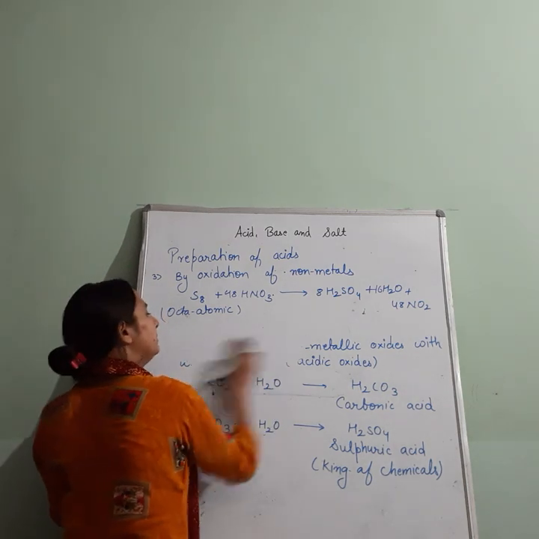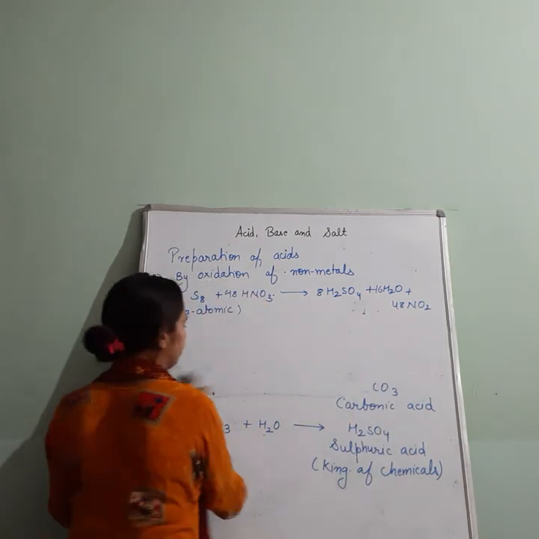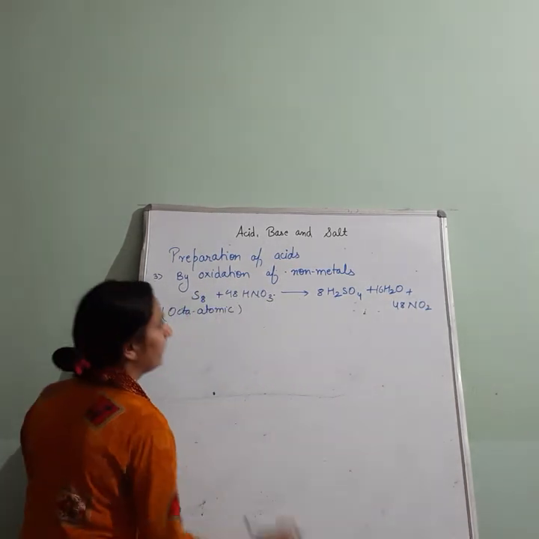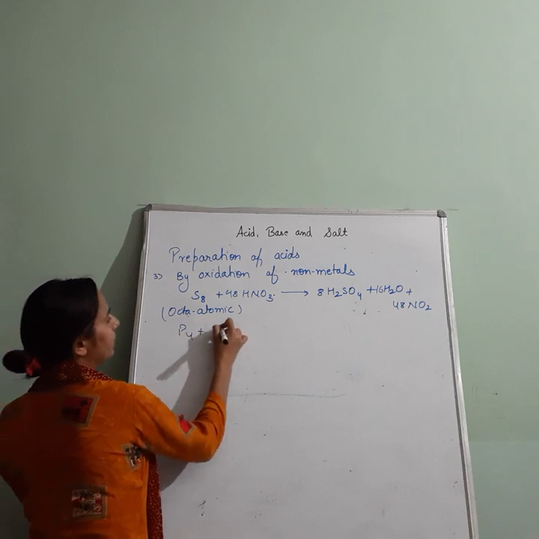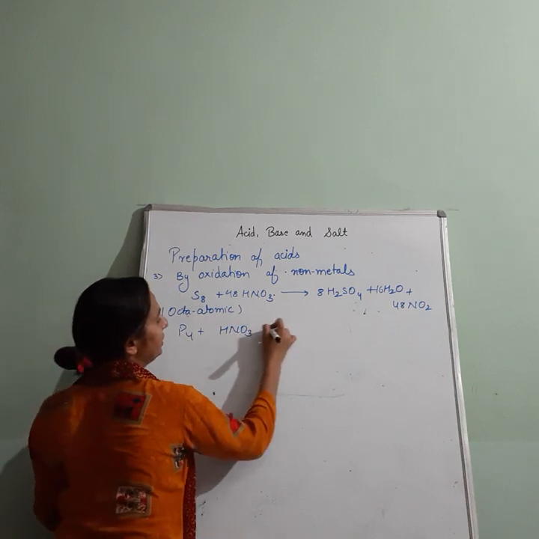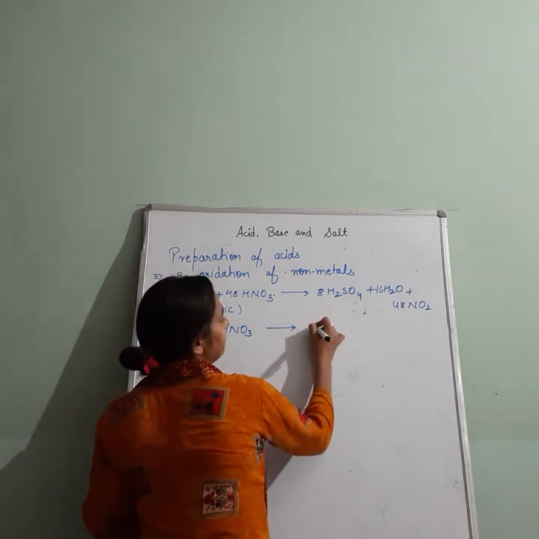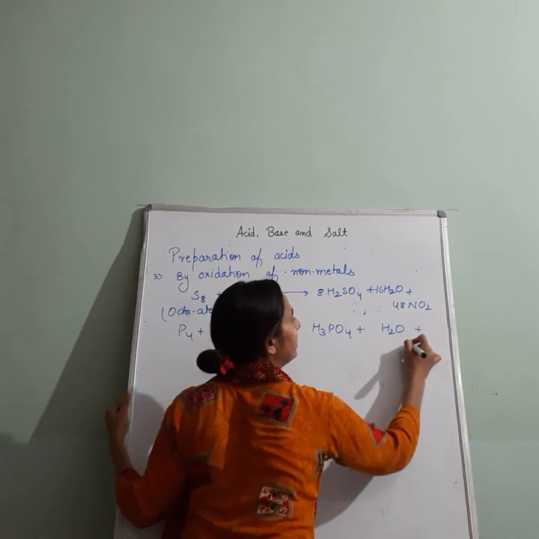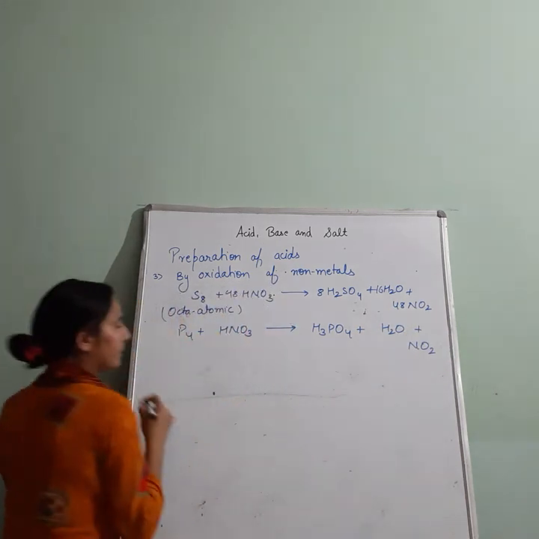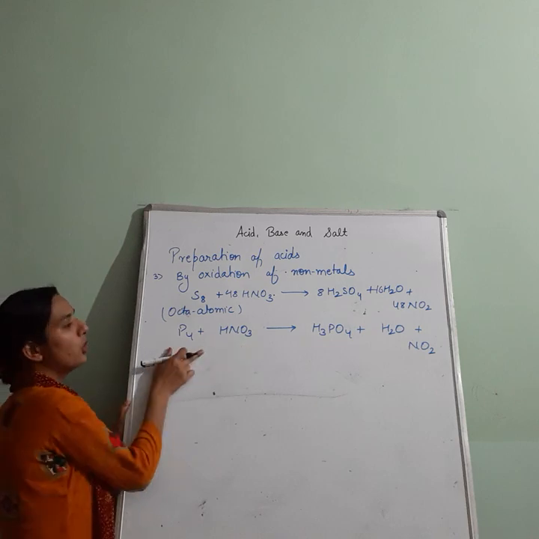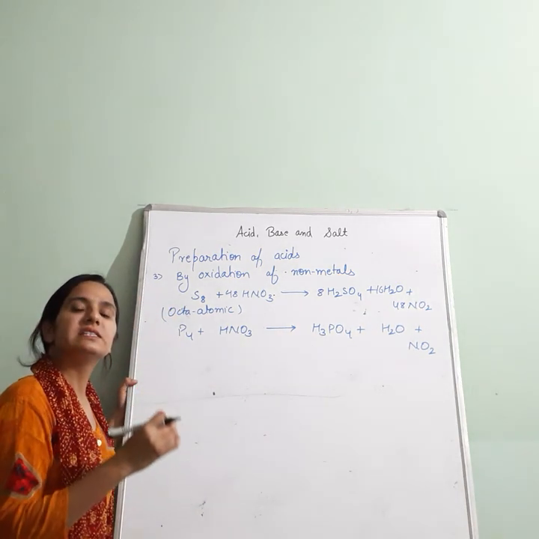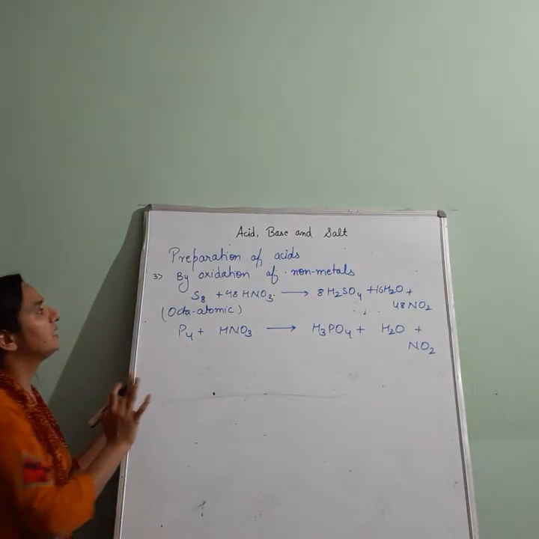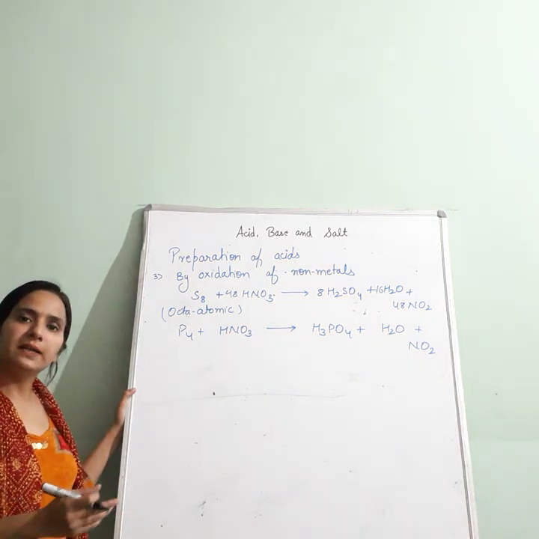Take one more example. P4, when it reacts with HNO3, gives us H3PO4 plus water plus NO2. With the oxidation of nonmetals, we get the desired acid which we want. Balancing this reaction is your homework. So, these are the three methods by which we can prepare acids.